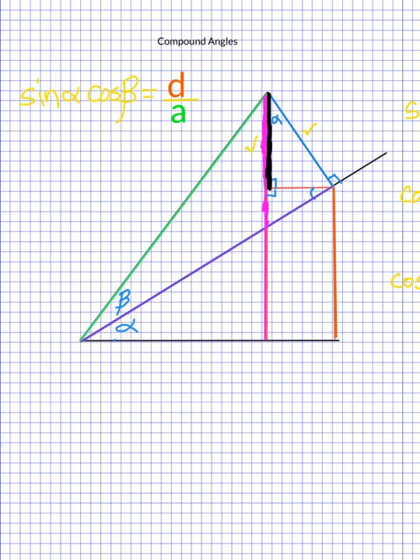Now we haven't done sine of beta yet. Let's try sine of beta. Well, where's beta? Here's beta right here. So the sine of beta is opposite, which is this blue line again. That's curious. So we're going to do opposite, which is C, divided by the hypotenuse. And the hypotenuse is this line right here, the green line, so A.